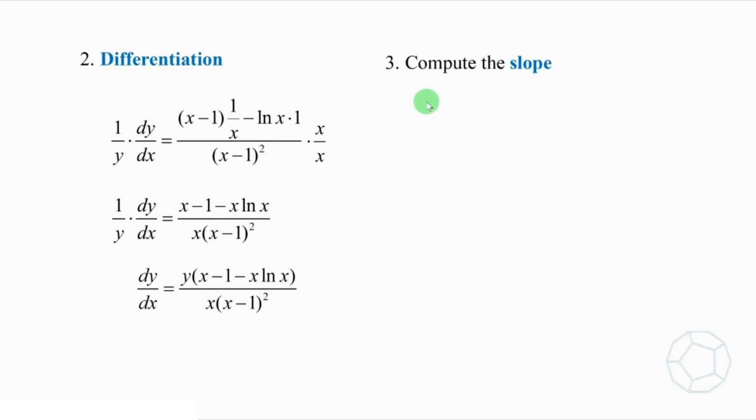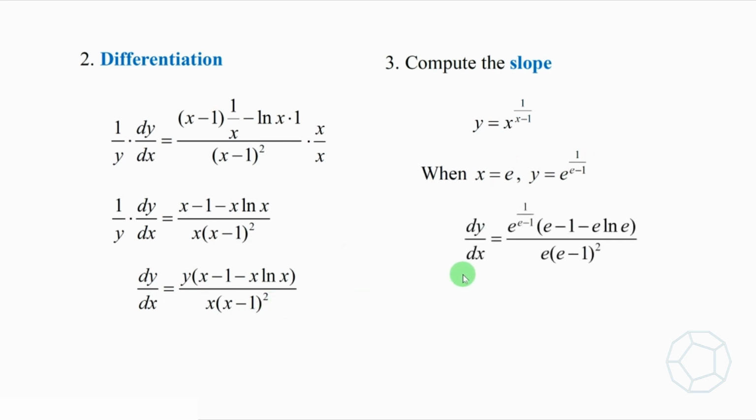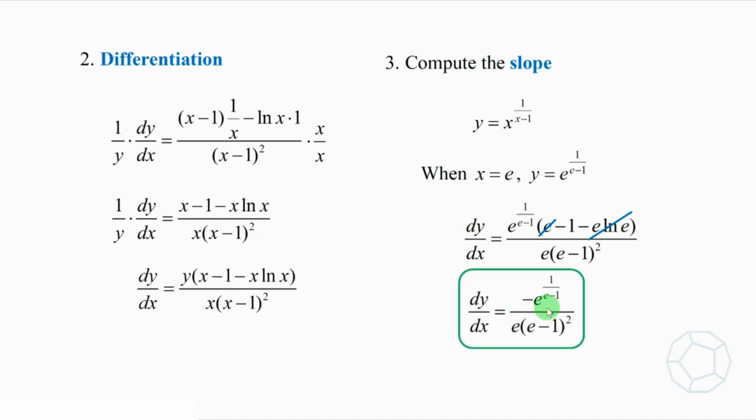We are ready to find the slope of the tangent. From the equation of the graph, when x is equal to e, y is equal to e to the power of 1 over e minus 1. Putting these two values into the equation, then dy dx is equal to this expression. Because log e is equal to 1, these two terms cancel out. We get the slope of the tangent, which is negative e to the power of 1 over e minus 1, all over e times bracket e minus 1 whole square.